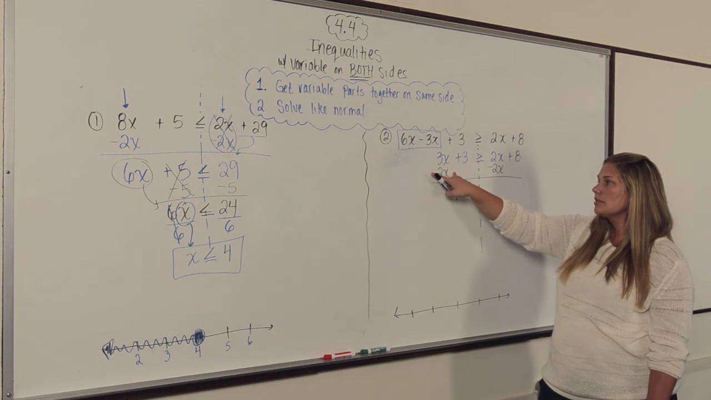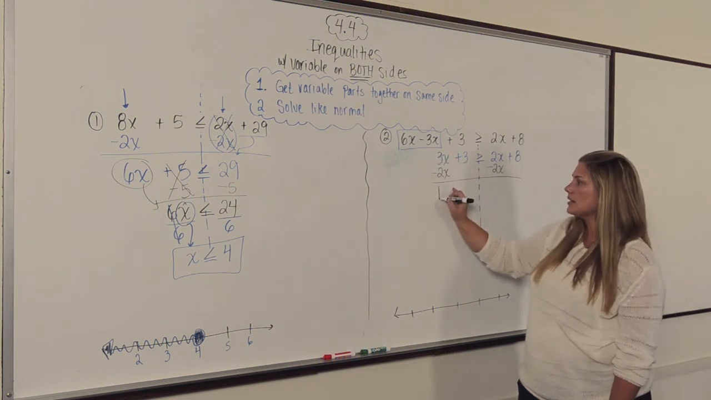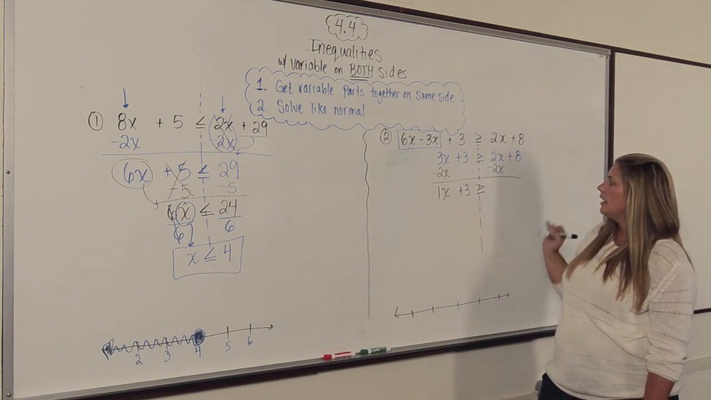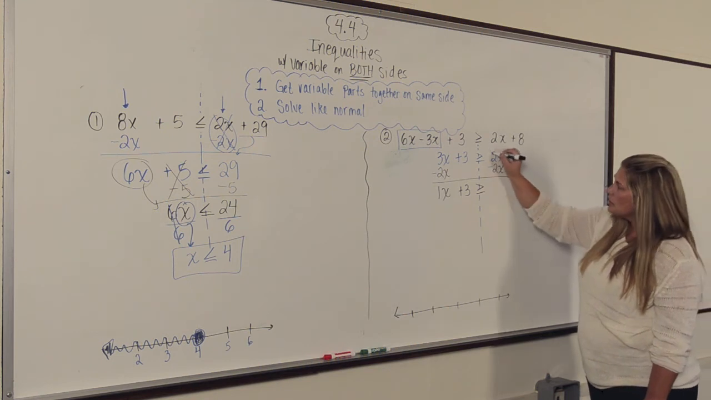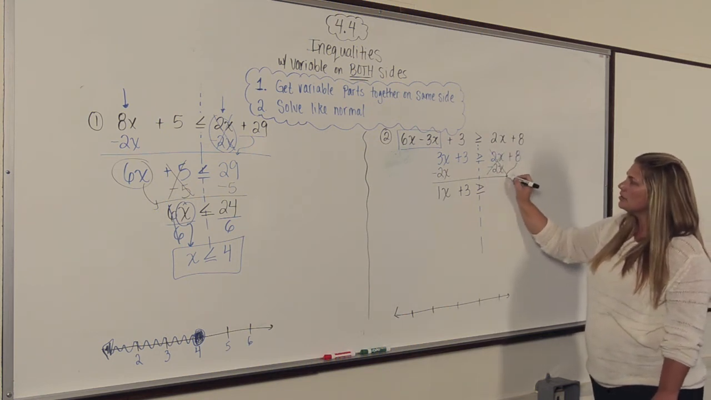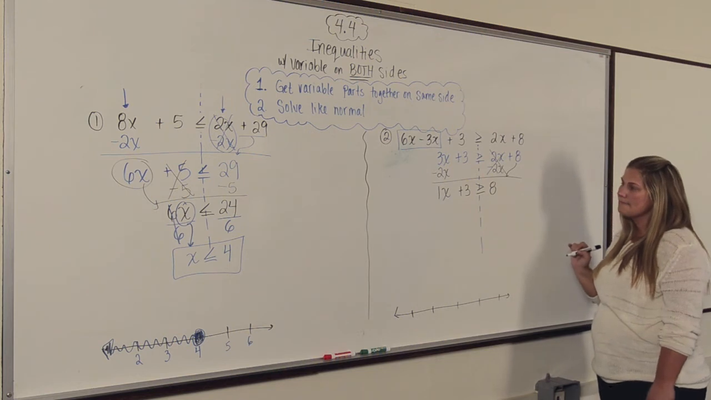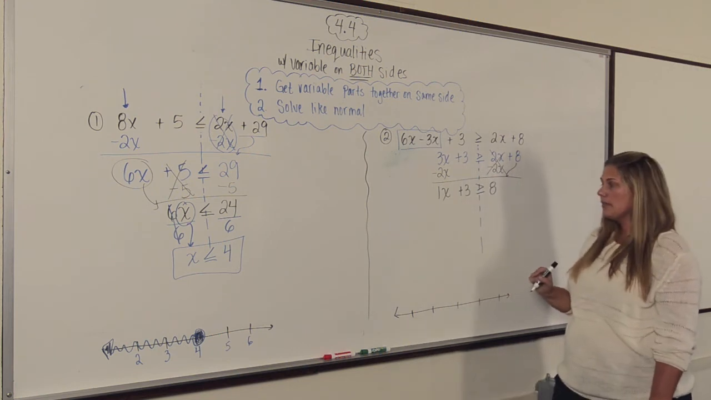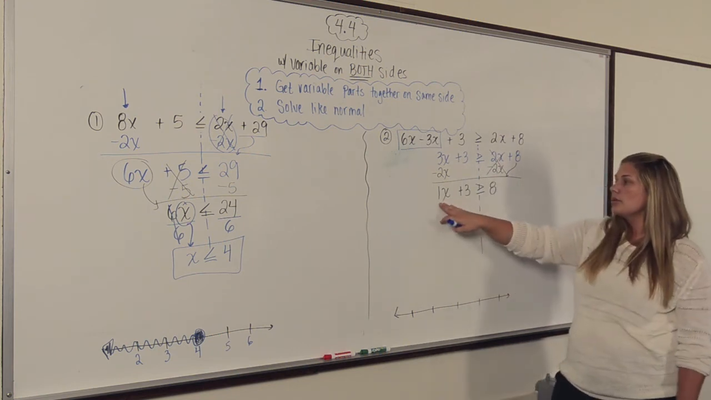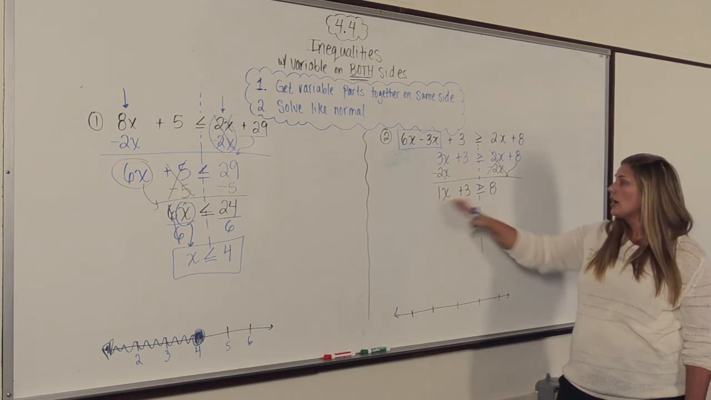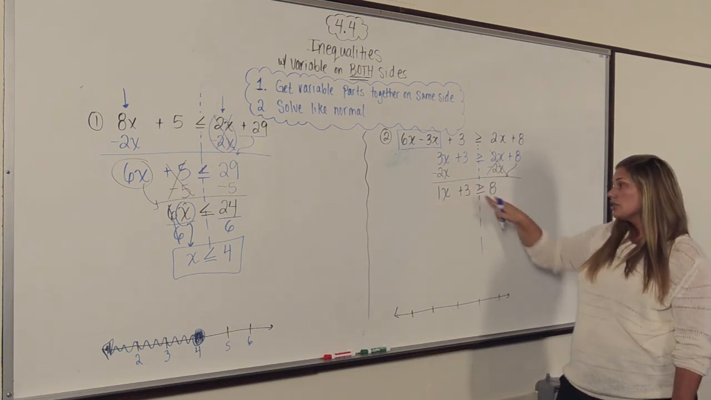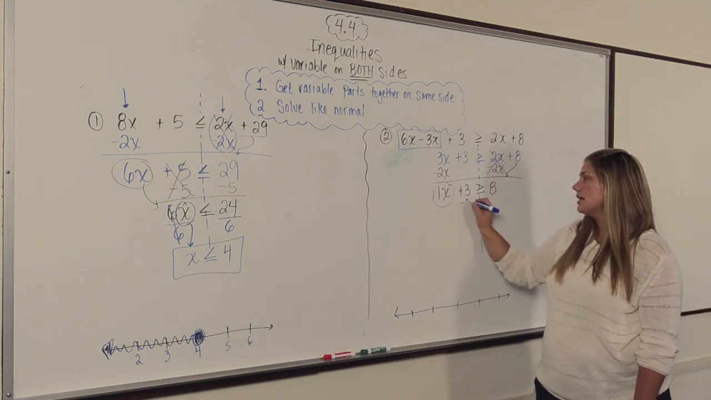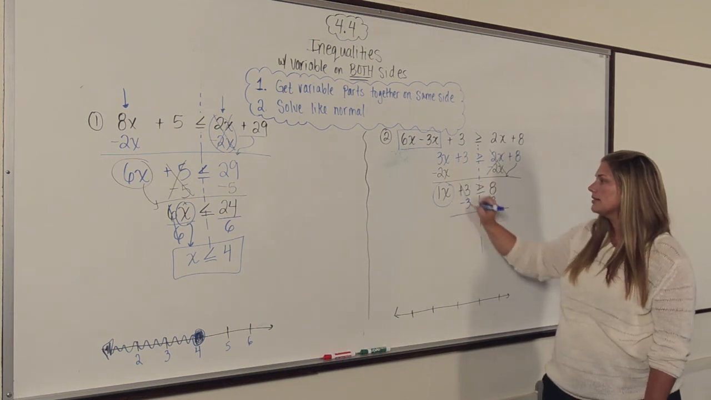Line up our like terms. If I have 3x's and I take 2x's away, I'm left with 1x. And I still have a plus 3 is greater than or equal to. The 2x minus 2x makes 0, so I'm just left with a positive 8. So now I have just a basic normal inequality. So I just need to solve. Well, since my variable has a positive best friend, I'm not going to have to flip my sign. So I'm just going to leave it the same throughout the whole problem. To get rid of a plus 3, I have to subtract 3 on both sides.